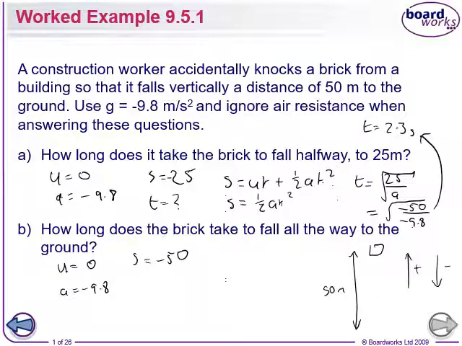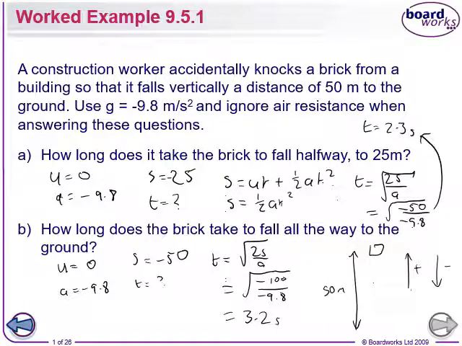s equals negative 50. We want t. So from that formula before, t is equal to the square root of 2s on a. So the square root of negative 100 on negative 9.8. We get 3.2 seconds.